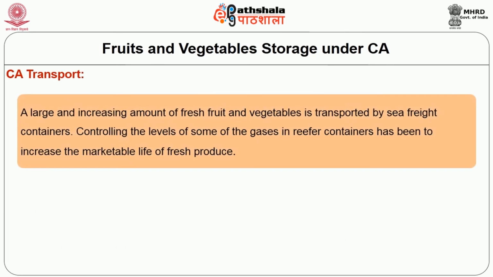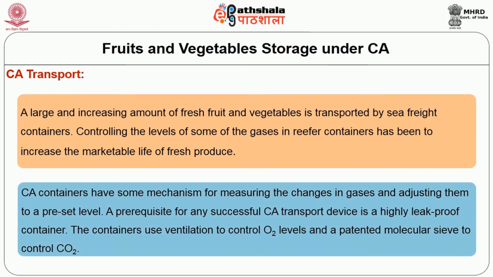CA transport. A large and increasing amount of fresh fruits and vegetables is transported by sea freight containers. Controlling the levels of some of the gases in refrigerated containers has been used to increase the marketable life of the fresh produce. CA containers have some mechanism for measuring the changes in gases and adjusting them to a preset level. A prerequisite for any successful CA transport device is a highly leak-proof container. The containers use ventilation to control oxygen levels and a patented molecular sieve to control carbon dioxide.